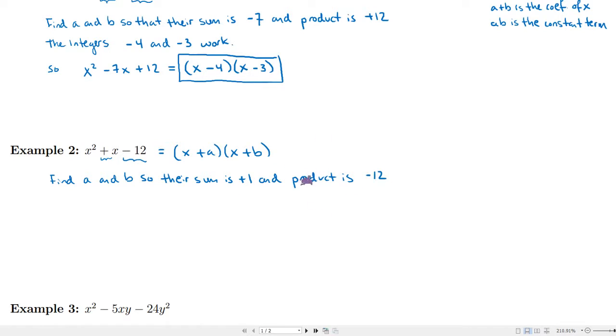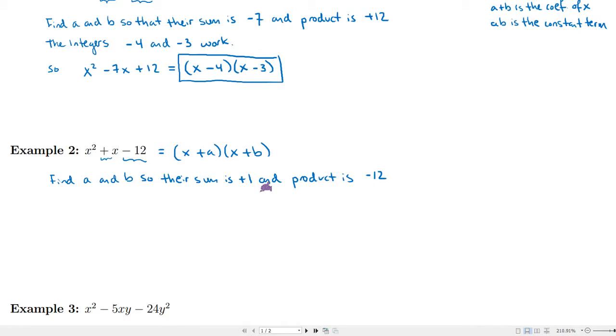A good thing to look at is the products. The product is negative 12. That limits the types of factors that you can actually have. If we're getting a negative product, then one of the numbers would need to be positive and the other one would need to be negative. And what are some factors of 12? Well, we have 1, 2, 3, 4, 6, and 12. So are any of those factors in pairs going to be a solution to this summation?